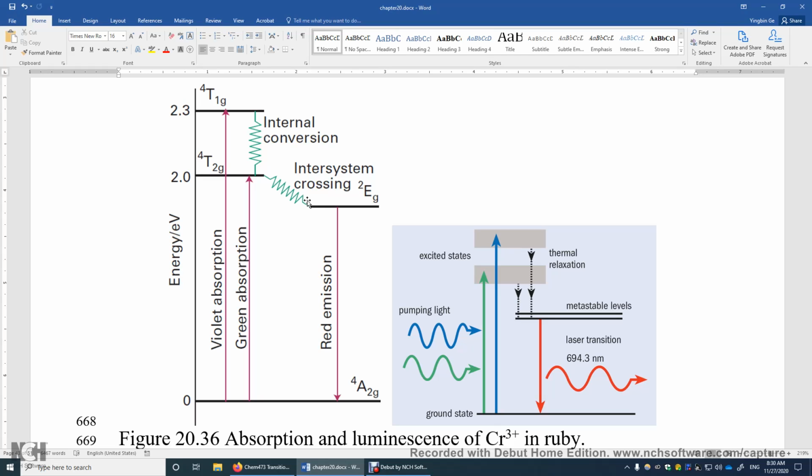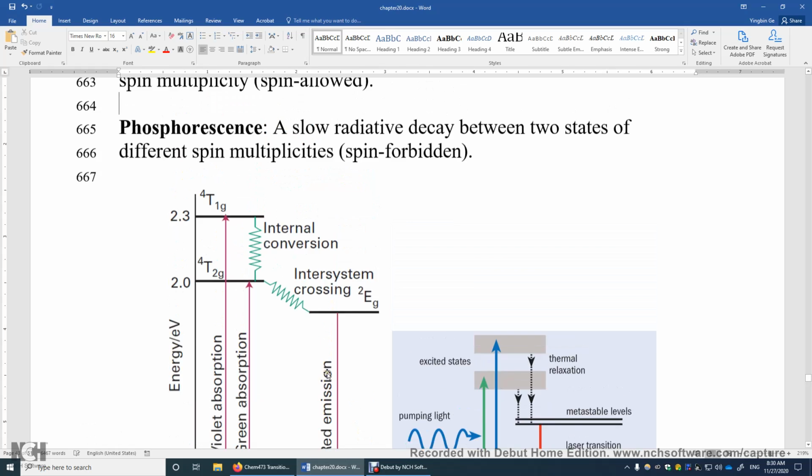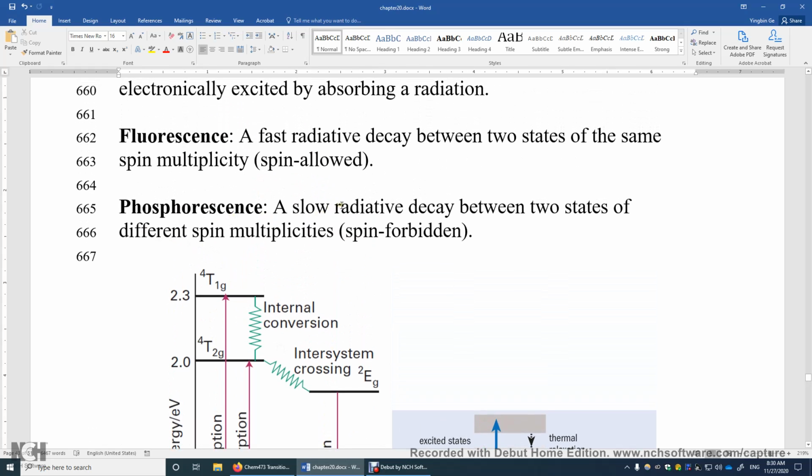Reason 2: this chromium 3+ complex may be surrounded by some other ions or atoms, and there can be exchange of electrons with opposite spins. So this is possible. Over here, this is 2Eg, and this is 4A2g. Again, these 2 have different spin multiplicities. So this red emission is called phosphorescence. It's a slow radiative decay because it's spin forbidden.